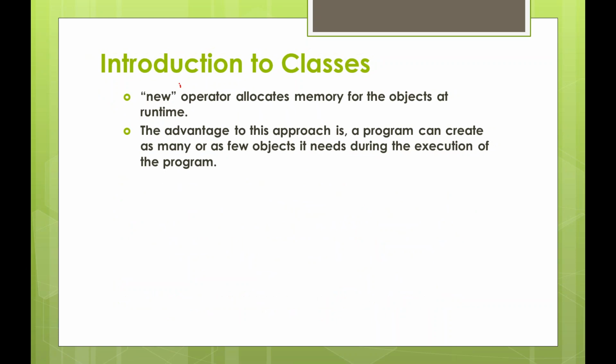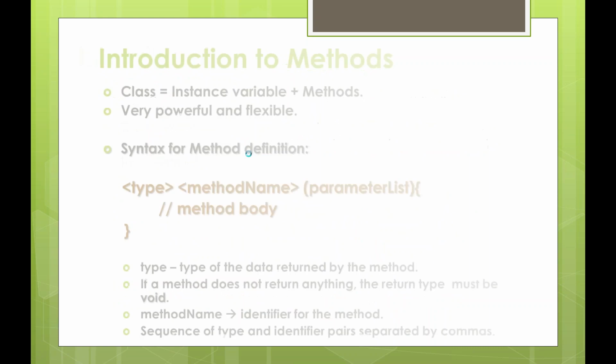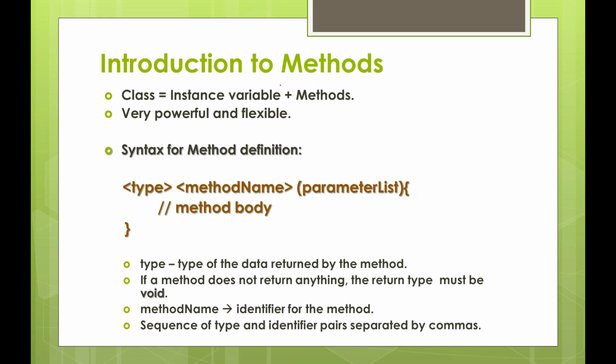As of now we know that the new operator is used for creating an object. New plus the constructor gives us the object. Okay, so let us see what these methods are.